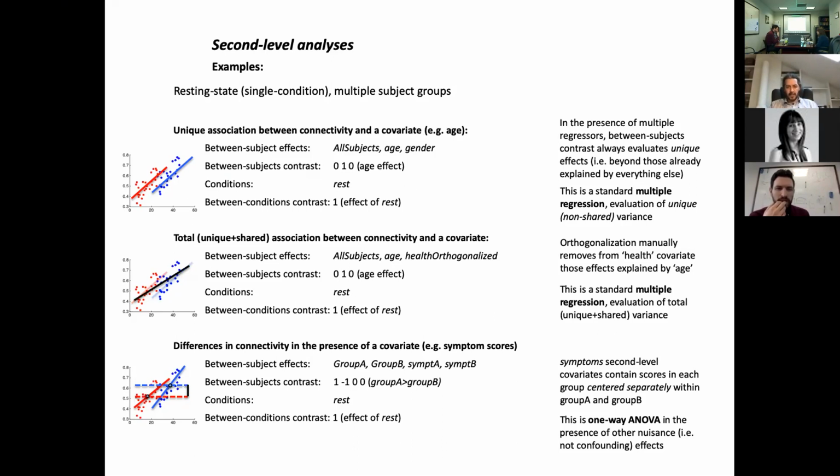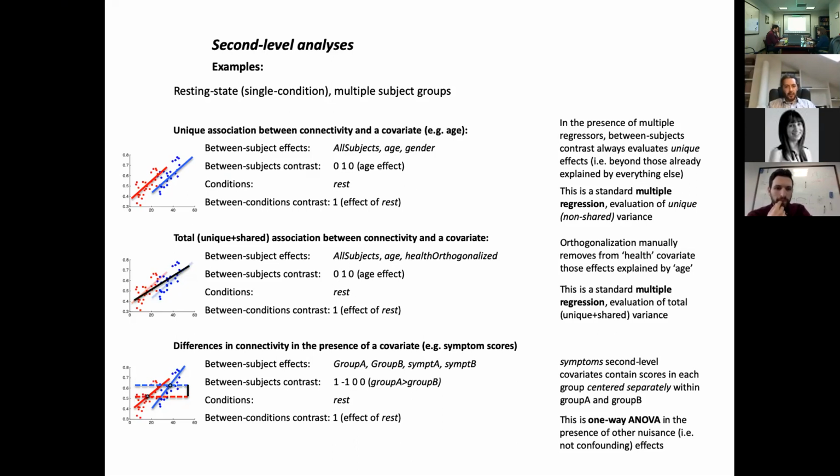Well, I guess I was actually asking a slightly different question. So let's say your between subjects effects were group A, group B, and then Sympt, if you just had one covariate. Let's say subjects 1 through 10 are in group A, subjects 11 through 20 are in group B. If you centered each of those values within group and put them in the same variable, would that do the same thing? Yes, that's exactly the same.